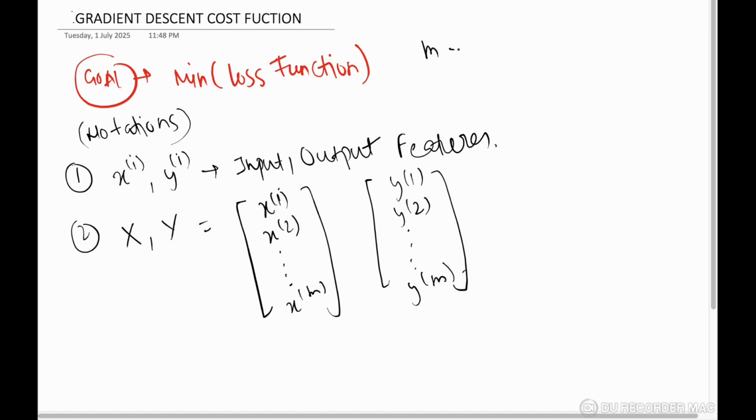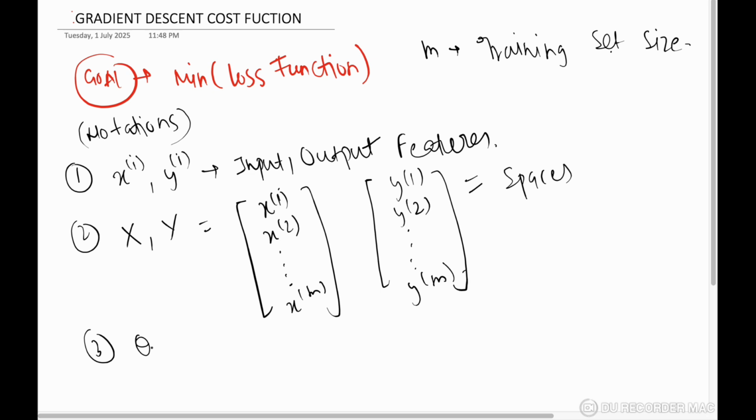You might ask, what is m? So m here is our training set size, the total number of training examples. These are spaces, input and output spaces. These are vectors. And also thirdly, we have theta that depends upon j, but we are writing i because there will be i number of parameters that we need to tweak and optimize. So these are parameters.